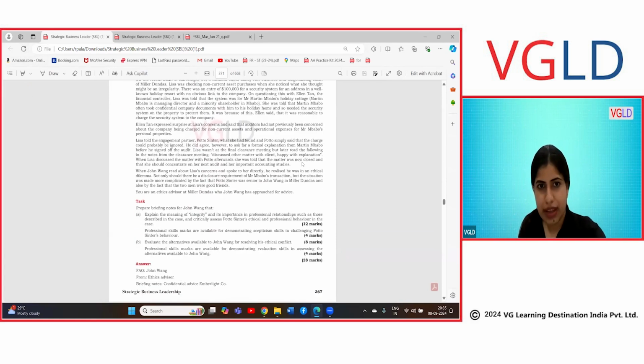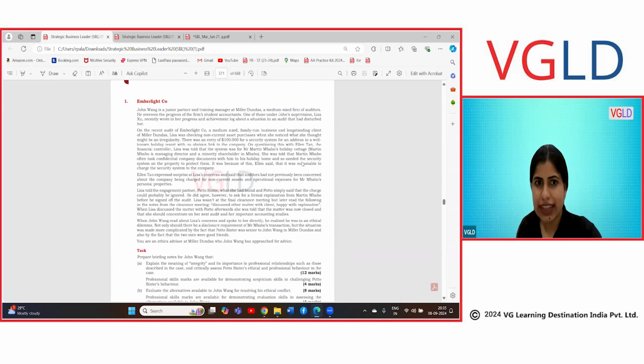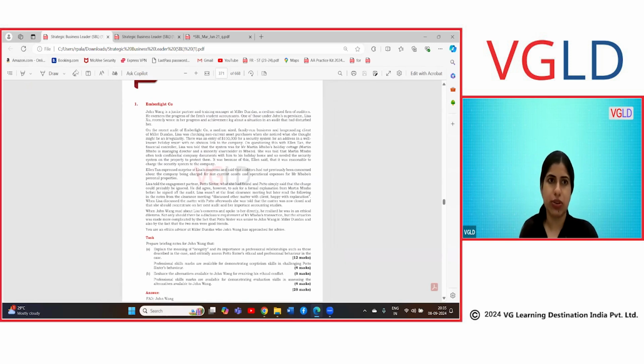So yes, again, we will be reading the task first, and thankfully it's a short question. Prepare briefing notes for JW. For briefing notes, you can write FAO, which means for attention of, then the heading briefing note from, then briefing note regarding that specific issue. So this should be your format. There is one more acceptable format of briefing note: to, from, subject. So both are acceptable in case of briefing notes.